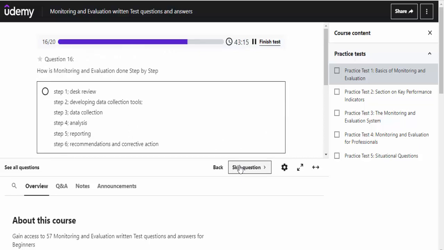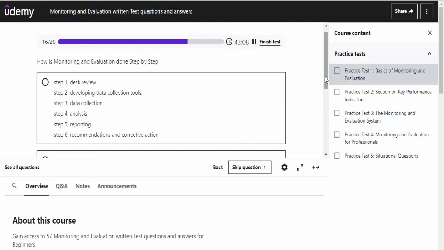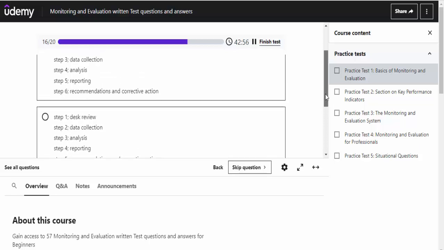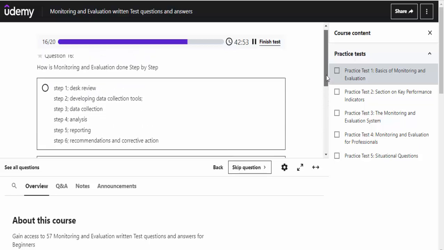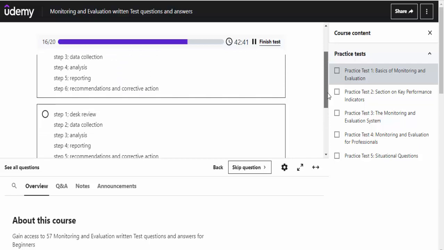What is monitoring and evaluation? How is monitoring and evaluation done step by step? So the first step, desk review. Second step, developing data collection tools. Third, data collection, analysis, reporting, recommendation, and corrective action. Okay, so I like the first answer, but let's see what the second answer says. Step 1, desk review. Step 2, data collection. Step 3, analysis. Step 4, reporting. Step 5, recommendations and corrective action.